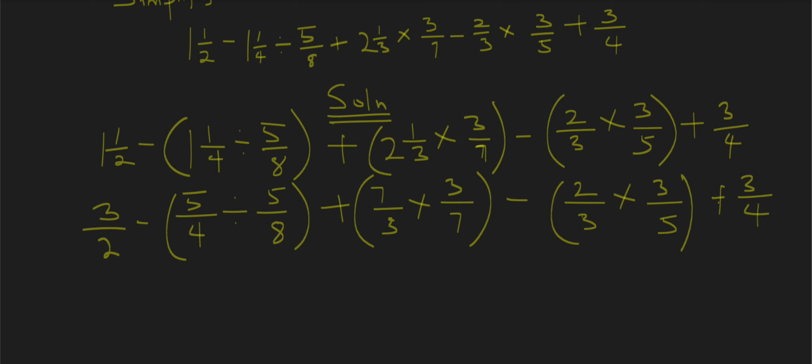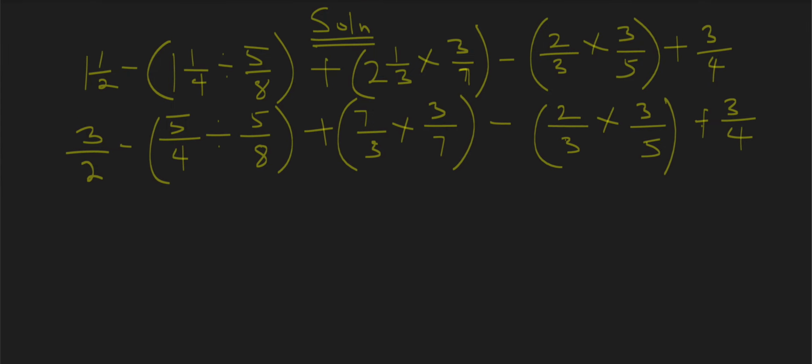Okay, so the next thing I need to do here is see what can cancel out. We see from here that this is still 3 over 2. So inside this bracket, I want to work on what I have inside the bracket first. Okay, so 5 over 4 divided by 3 divided by 5 over 8.